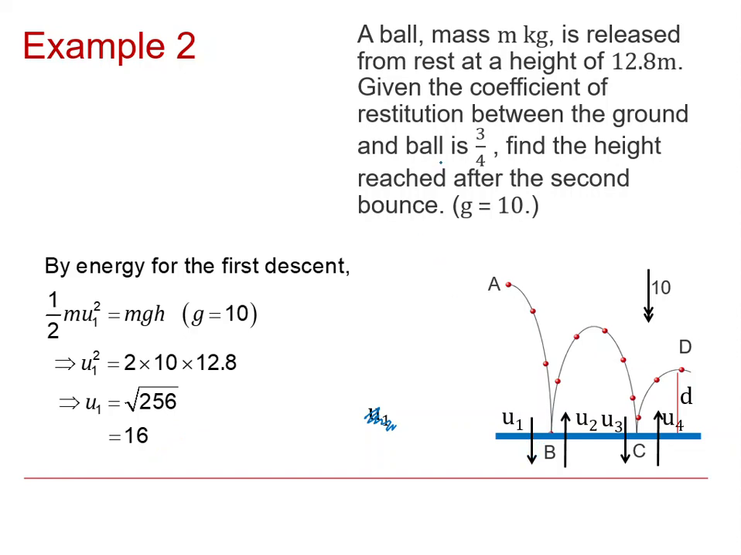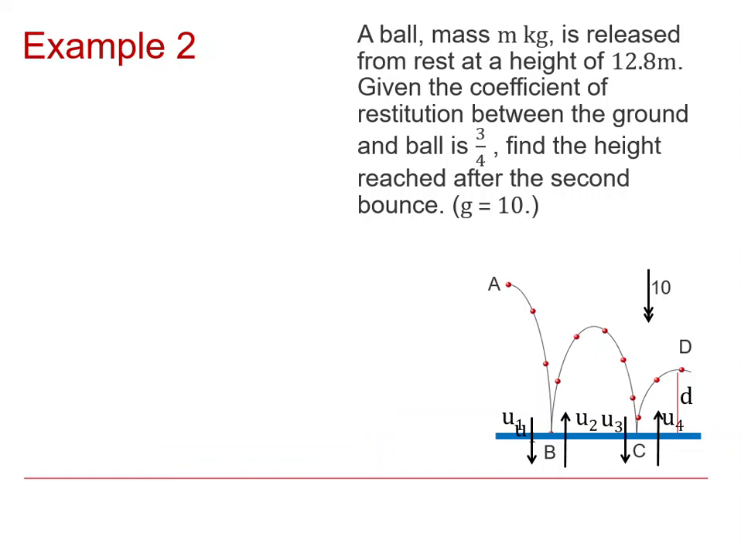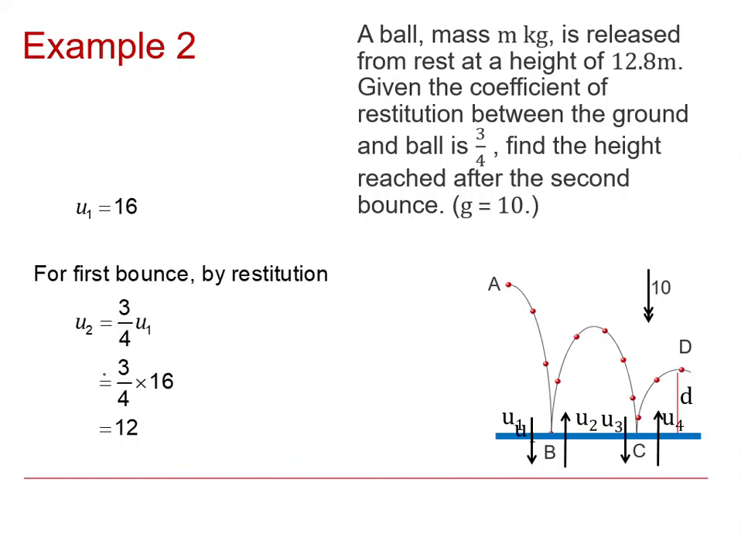Now, given that the ball and the ground have a coefficient of restitution of 3/4, that immediately tells us that our bounce back speed will be 12. So there we are. The first bounce, having started with a 16, gives us a 12 for the bounce back.